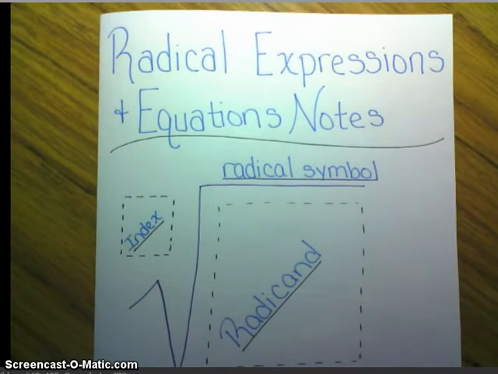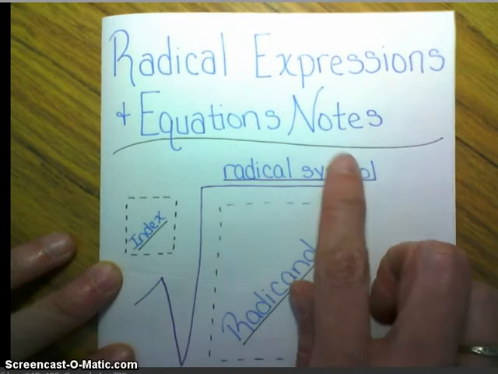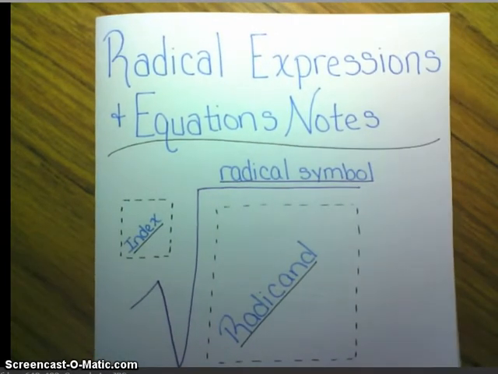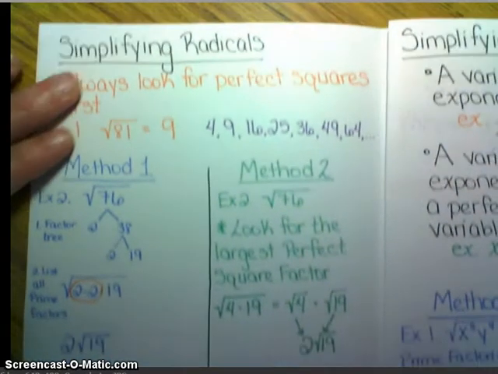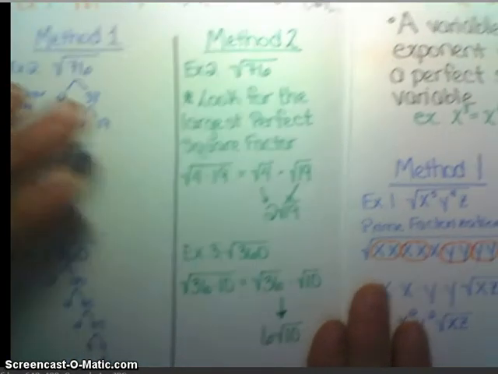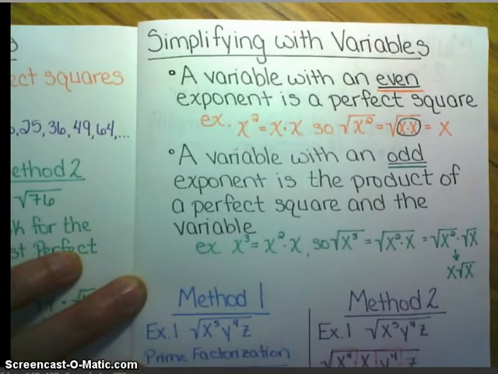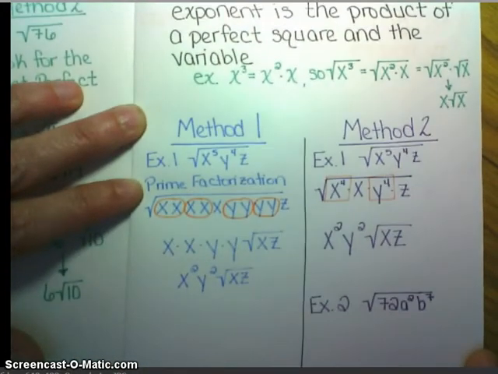Okay, you need to have your radical expressions and equations notes booklet. Not the workbook, but the one where you're putting your notes. When you open it up to that first page, we have taken notes over simplifying radicals. You should have on the left-hand side all these notes over simplifying radicals. Then you should also have on the right-hand side all the notes we just took over simplifying with our variables.